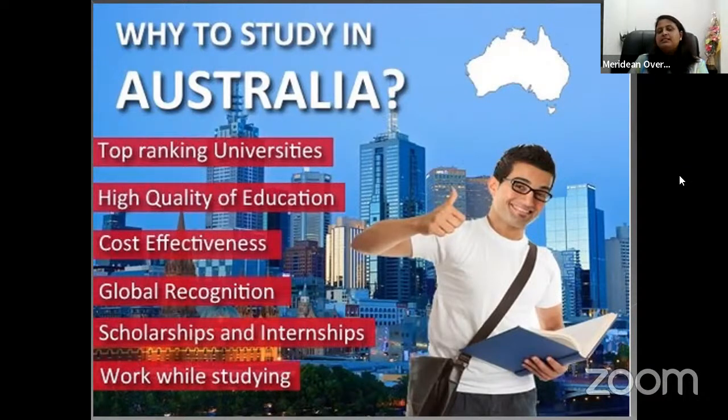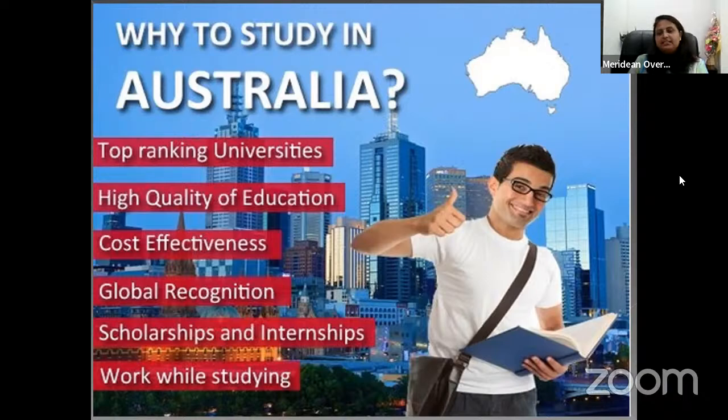High quality of education: since you know these are top-ranked universities in Australia, they will definitely maintain their quality of education. Cost effective: tuition fees are not much higher in Australia, so you will find a reasonable cost of living along with a number of opportunities to recover your cost. Global recognition: Australian universities are recognized and acceptable around the globe, so whatever degree you get from Australia will have recognition worldwide.